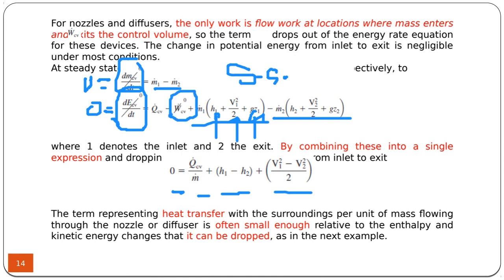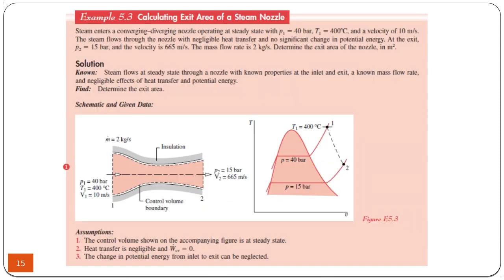So we only have the heat interaction with the surrounding. It may lose heat or it may gain heat. The change in the enthalpy plus change in the potential energy, kinetic energy. Most of the time, these tunnels are well insulated so that we can also drop this term. And in this case, the enthalpy change at the inlet and exit is going to be equal to the kinetic energy change at the inlet and exit. There's an example regarding this.